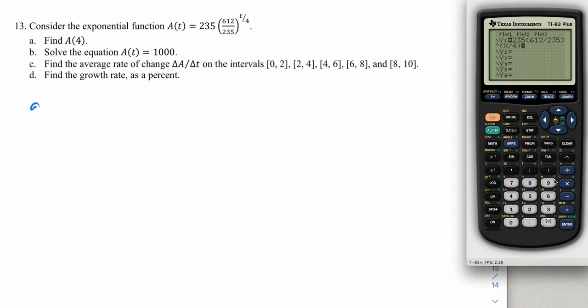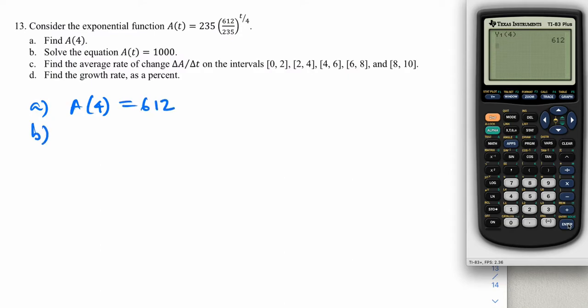Part A, let's calculate A of 4. Well, we just got it. You can see that if you plug 4 in there, you're going to get 612 from the two-point exponential form. If you don't see that, you can answer this anyway. You just quit out of here and plug 4 into the model by calculating y1 of 4 on the calculator. And there it is, 612.